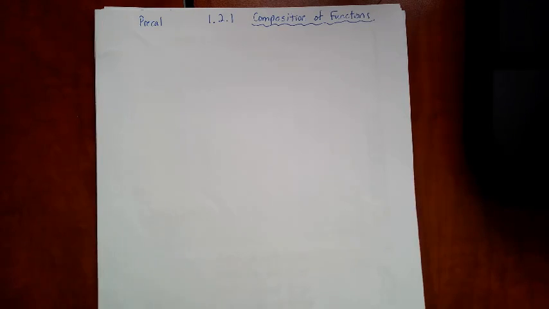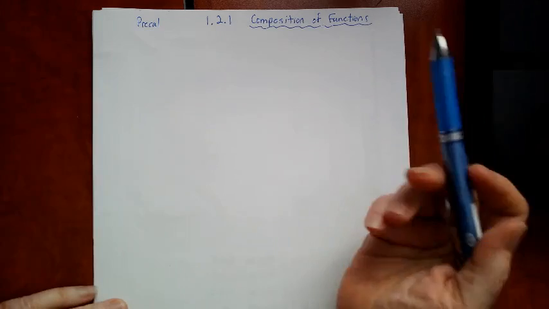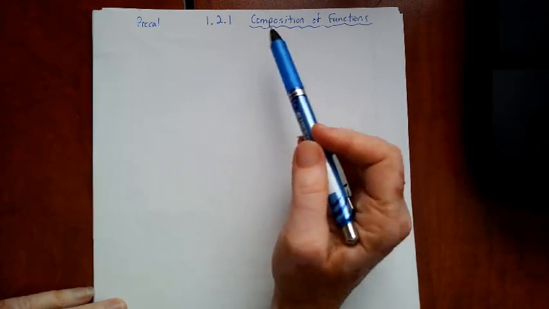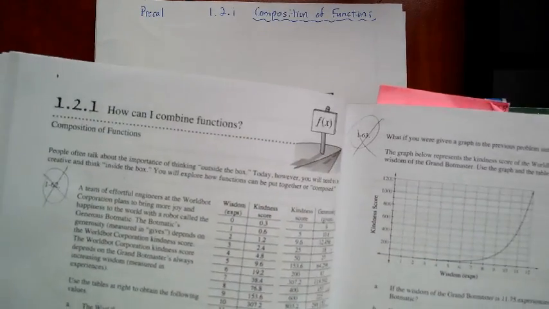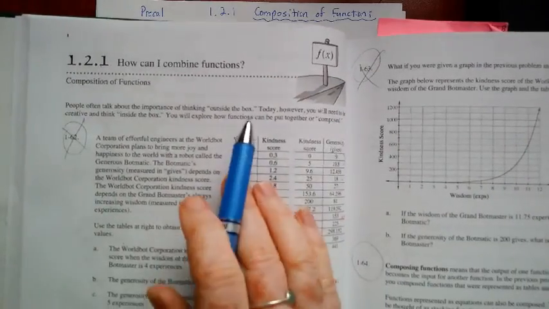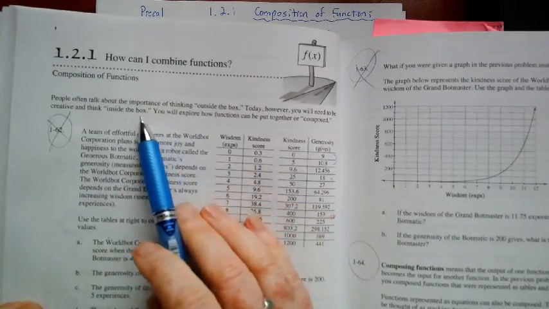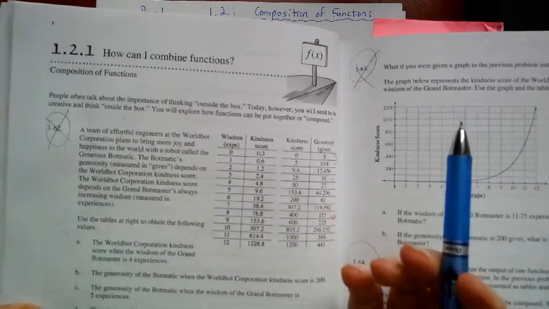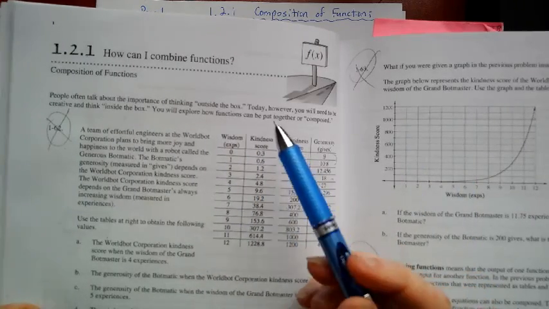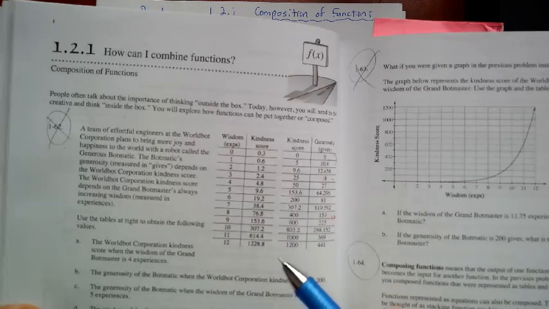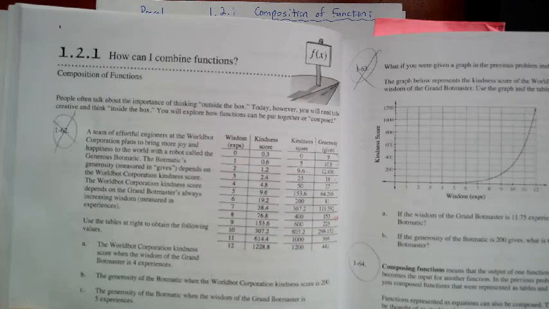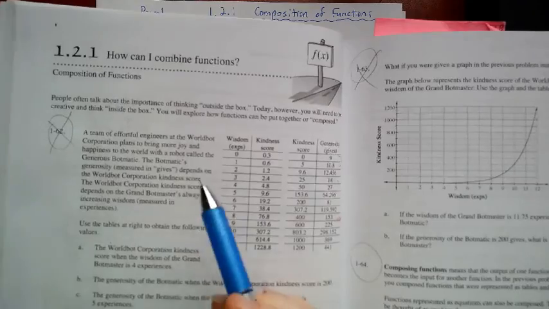Here is pre-calc. It's a little mini lecture on lesson 1.2.1, and it's all about composition of functions. You might have already learned about this in previous courses, but basically when you compose a function, you take the output of one function and use it as the input of the next function. So you're kind of plugging the output of one function into another function.